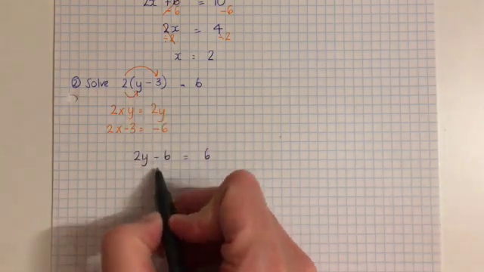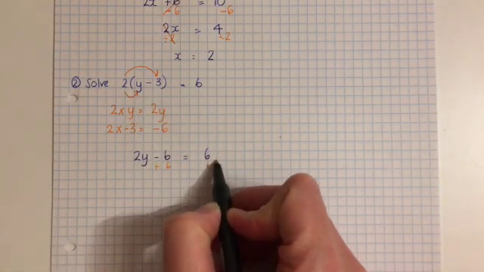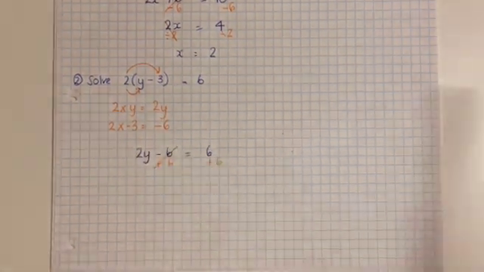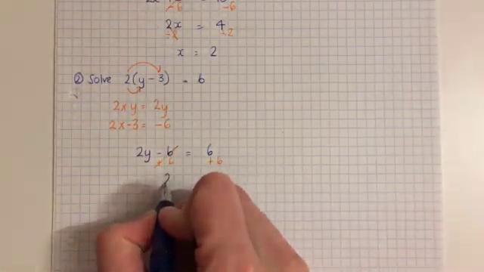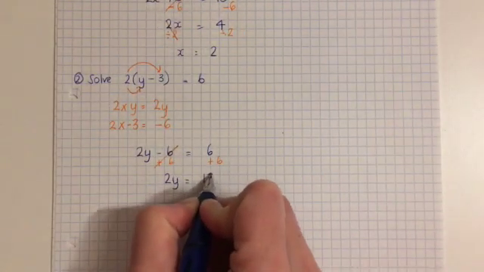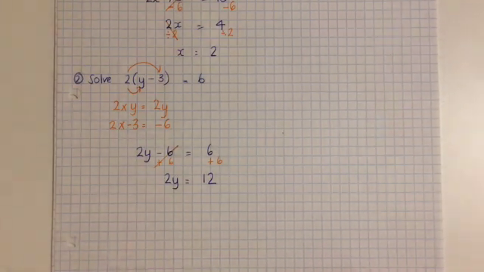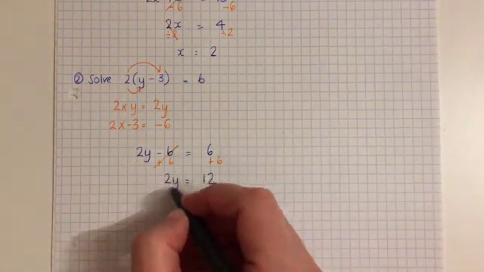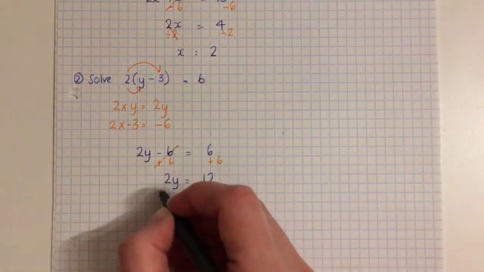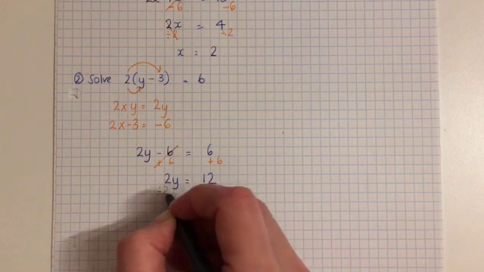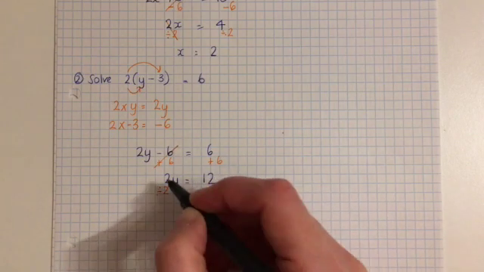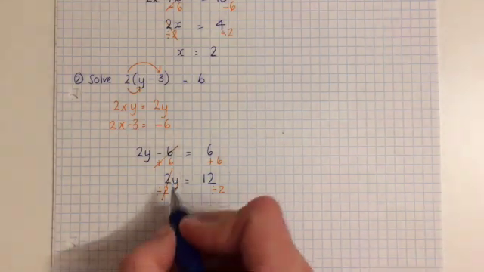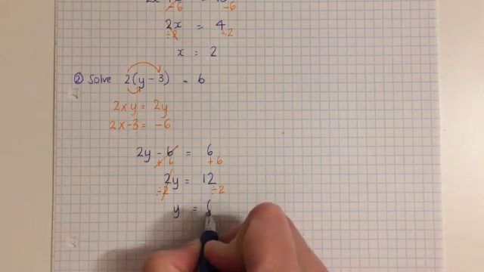Okay, so now again, I've got it in the form that I'm familiar with. So to get rid of the 6, I'm going to add 6 to each side. Okay, so that part disappears. So I'm left with 2y equals 12. Okay, and to get rid of the 2 in front of the y, I divide each side by 2, like this. So I'm left with y equals 6.